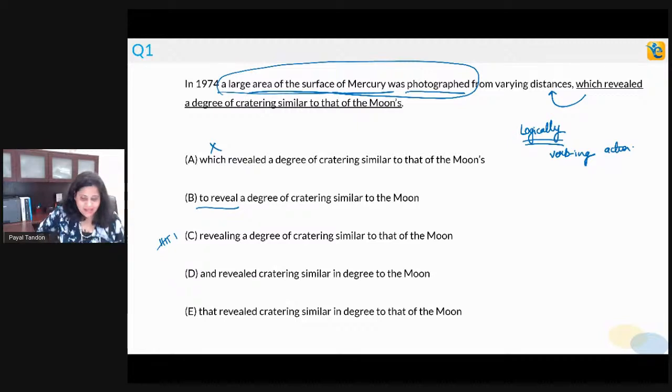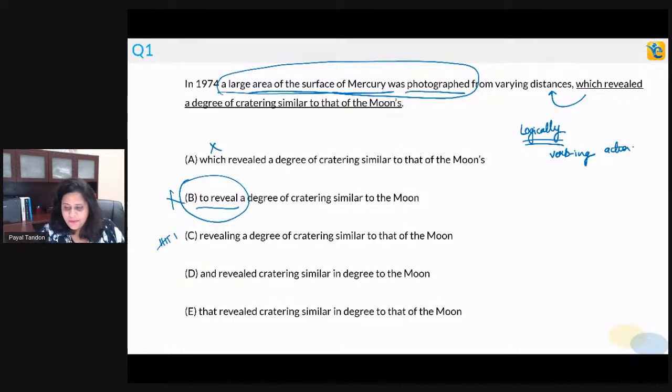Coming back to choice B, Shamik is right. There is no intention here. Grammatically, is there anything wrong with the usage of "to reveal"? Grammatically, it's fine. Intent could be to reveal, but that's not what the author wants to state. The area was not photographed with an intent. The scientists didn't already know that this cratering is of the same degree as the moon. So their intent wasn't that. That's the reason why choice B is wrong.